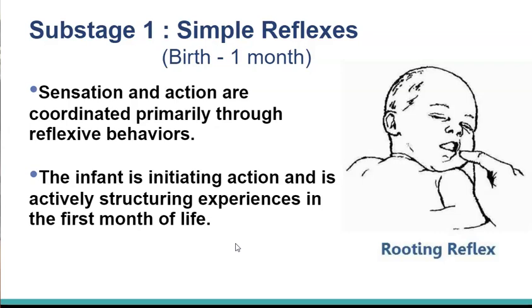Another example of a reflex that babies have is the sucking reflex. Anytime you put something in a baby's mouth, they are going to suck it. So again, substage 1, just simple reflexes, but these simple reflexes are still allowing the child to actively structure experiences in their first year of life.